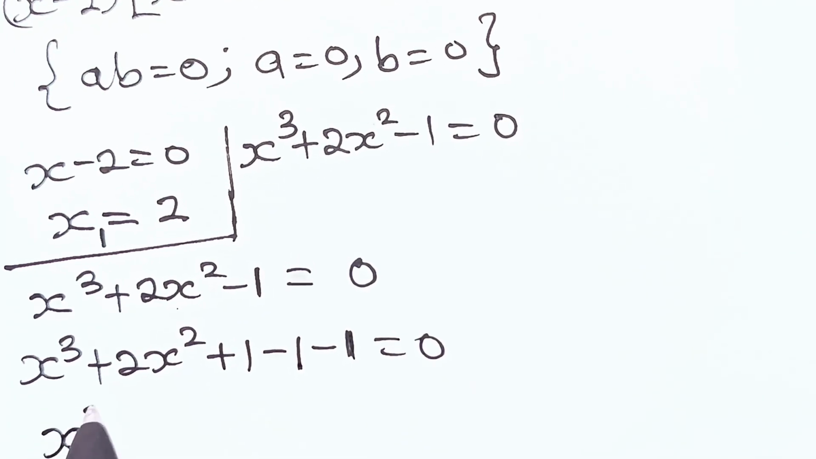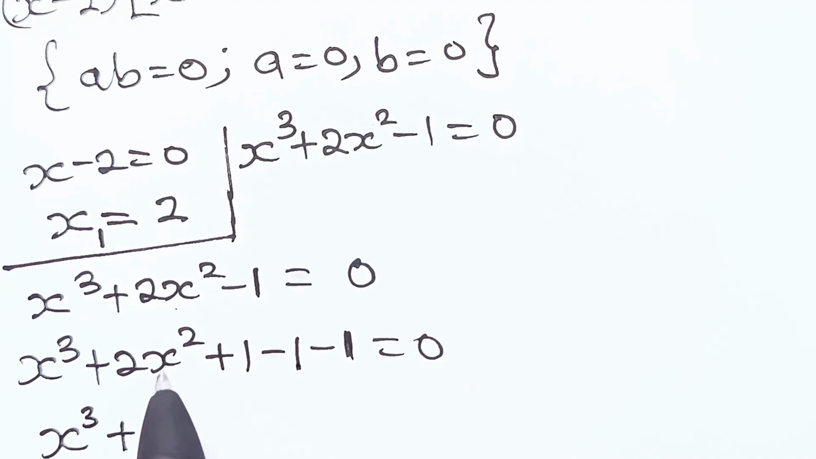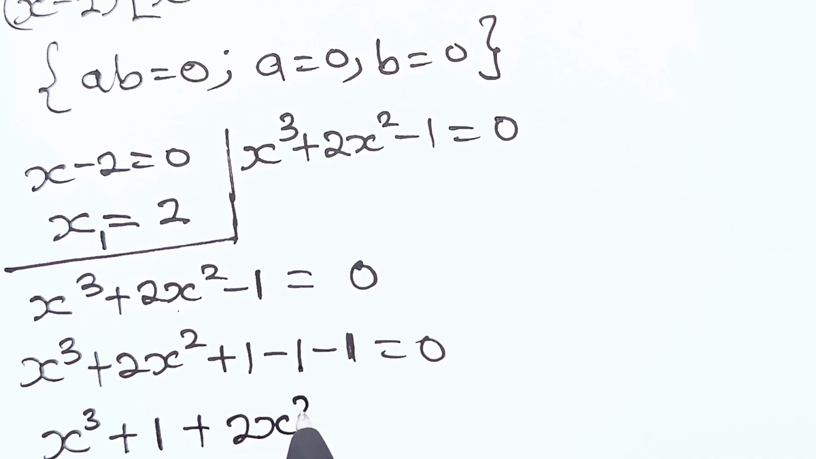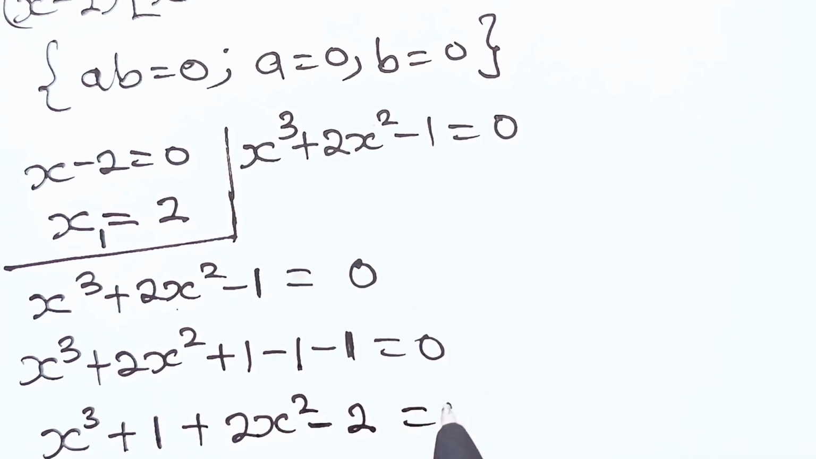So we have x to the power of 3 plus 1. Let's pick this plus 1. Then we have plus 2x squared. And we are left with minus 1 minus 1, which is minus 2, is equal to 0.